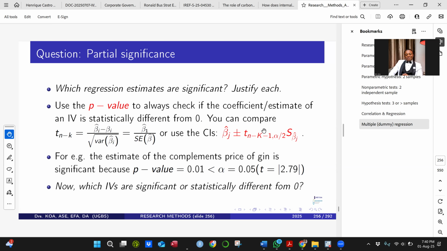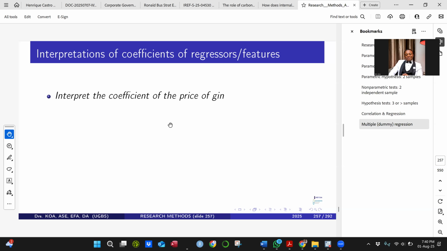Now, the question was, which independent variables are significant, or which independent variables are statistically different from 0? It's the same question. We just looked at it some few minutes ago. So those are actually 4 questions we've looked at so far out of the 13. Let's go to the next one. The next one is interpretation. You would interpret a coefficient of a numerical variable, and you will also interpret the coefficient of a categorical variable.